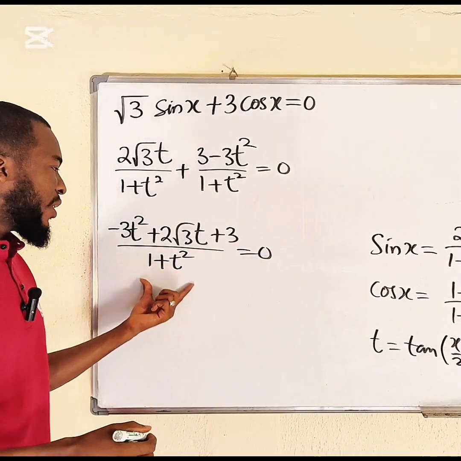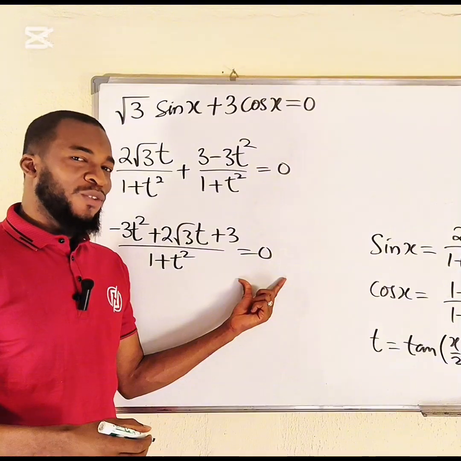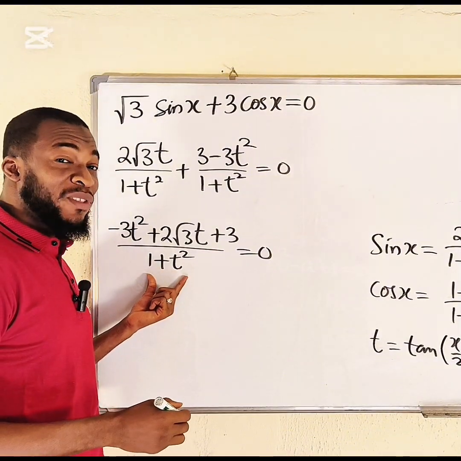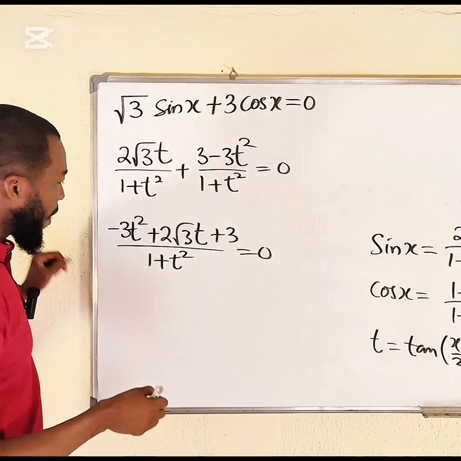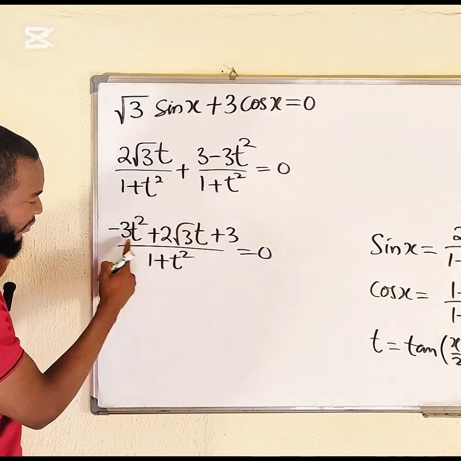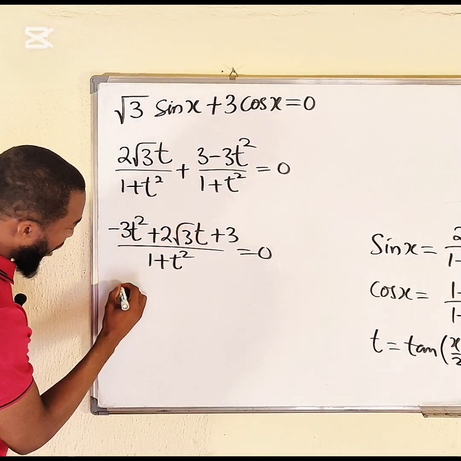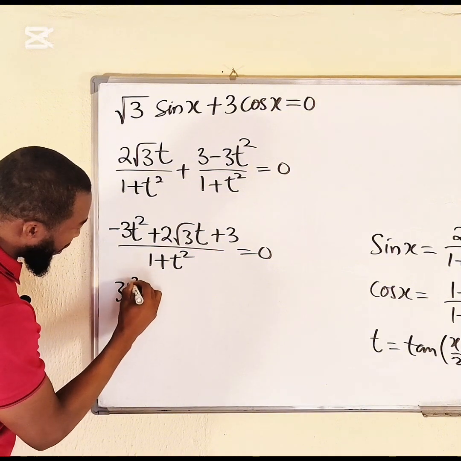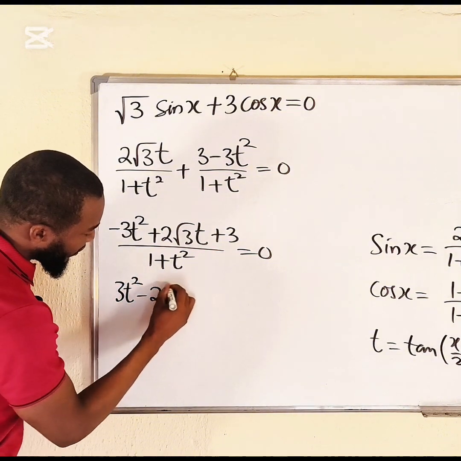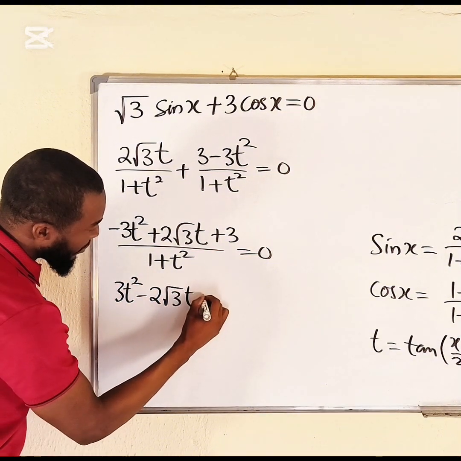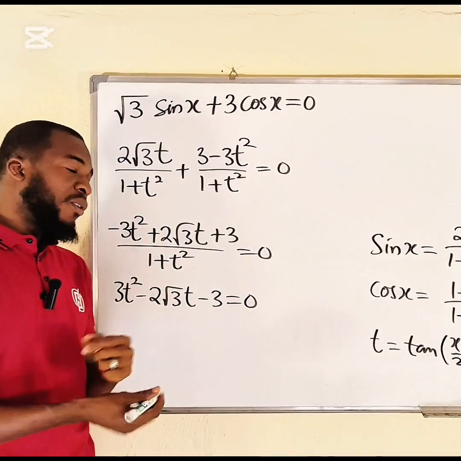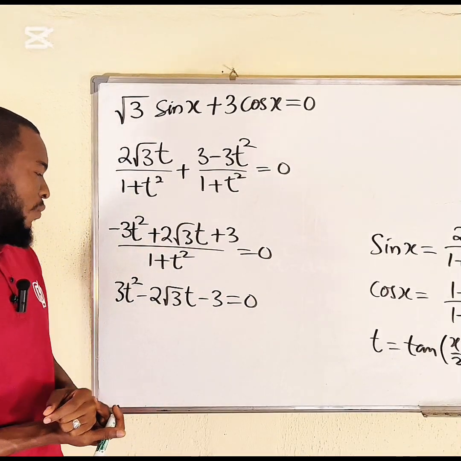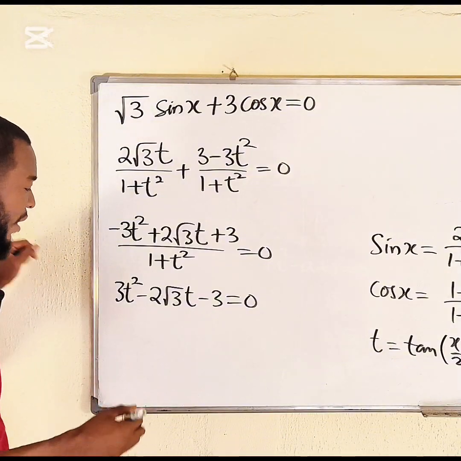Now we have a rational expression equal to 0. You know that the denominator cannot be 0, and hence we have to set the numerator equal to 0. But let me multiply every single term by a negative sign just to have 3t squared minus 2 root 3t minus 3 equal to 0. Now we have a quadratic equation. I think we can solve this using the general formula.